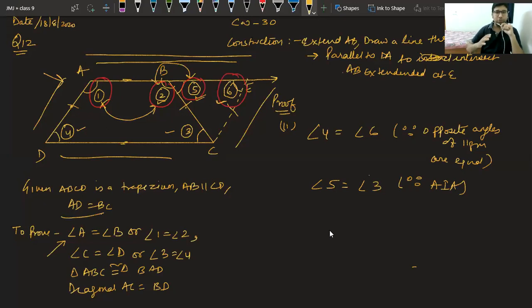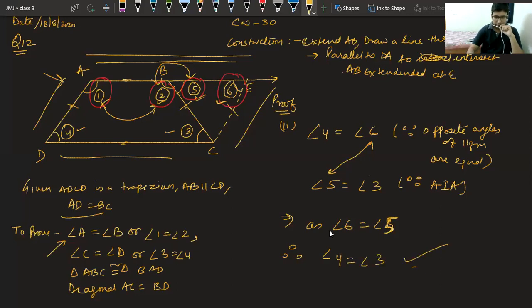I'm trying my level best to make this question easy for you. You just have to understand how we are approaching. Okay, we have to use everything. So we can say, as angle 6 and 5 are equal, we have got the connecting link. We can say angle 4 equal to angle 3.